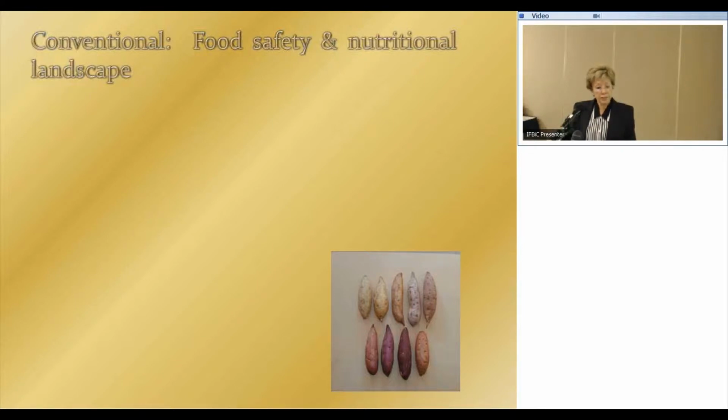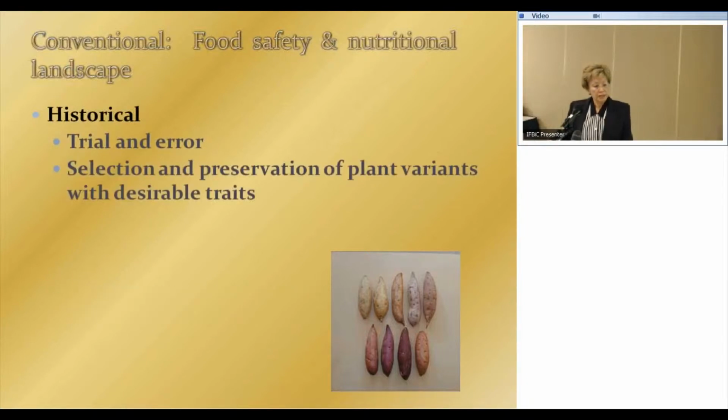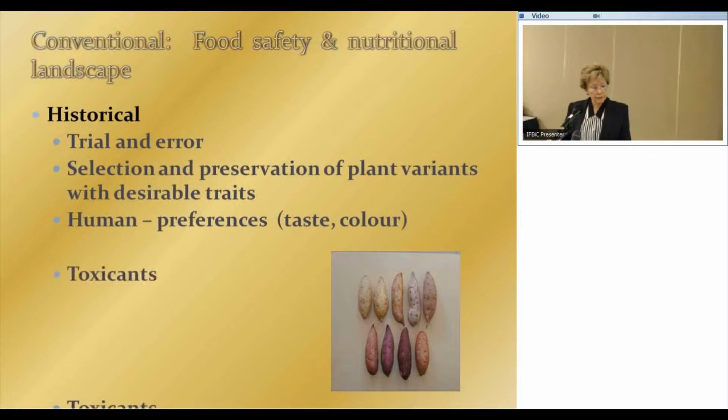Conventional food safety and nutritional landscape, historically, was developed by trial and error, by selection and preservation of plant variants with desirable traits, then human preferences, the taste and the color, and then the toxicants. As far as taste and color is concerned, we developed a sweet potato with high levels of beta-carotene, very fleshy and orange in color, but unfortunately it tastes like pumpkin. It looks like pumpkin, it tastes like pumpkin.